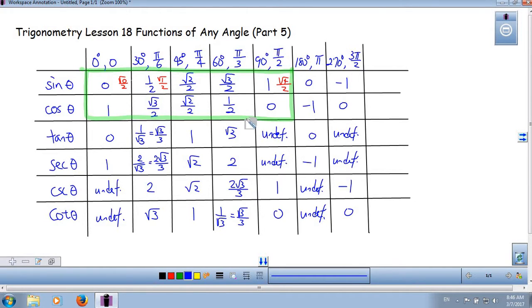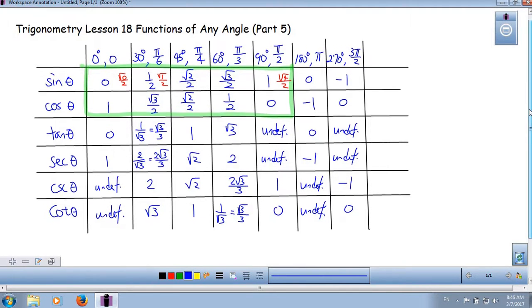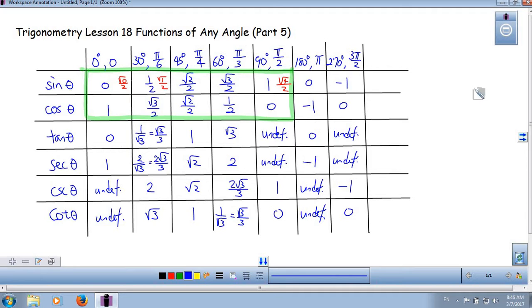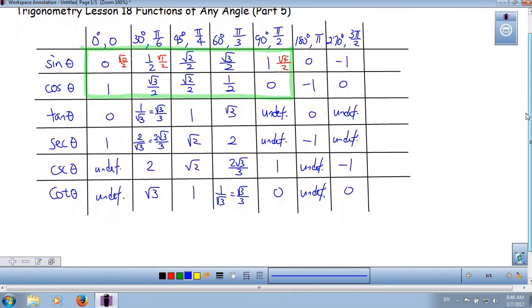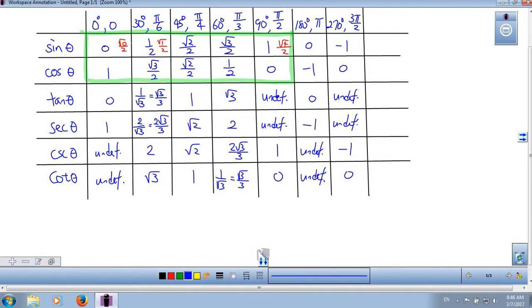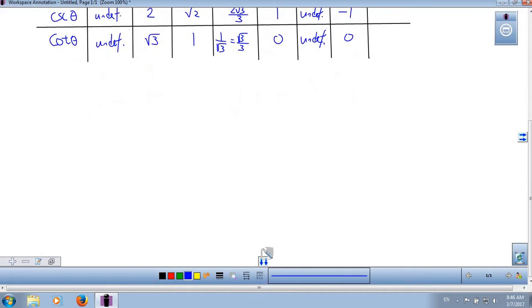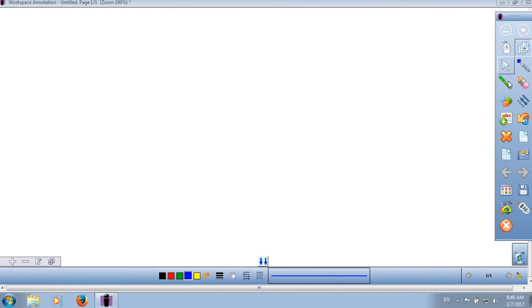Okay, all right. Now let's go ahead and take a look at another way to really understand some functions of any angle. It's called the unit circle, which is very, very useful. Okay, so let's go ahead and scroll up. Let's talk about the unit circle.